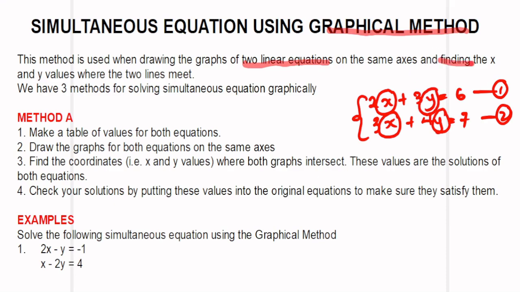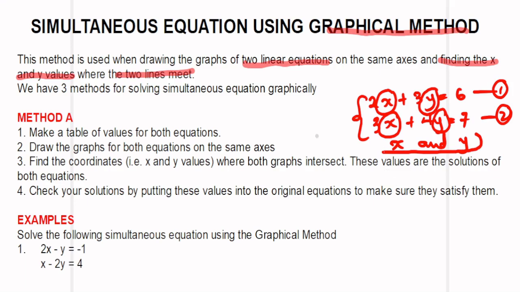We are finding the x and y values where the two lines meet. The purpose of solving simultaneous equations is to find the values of x and y. So on the graph, for us to get the values of x and y, the lines must meet at a point.